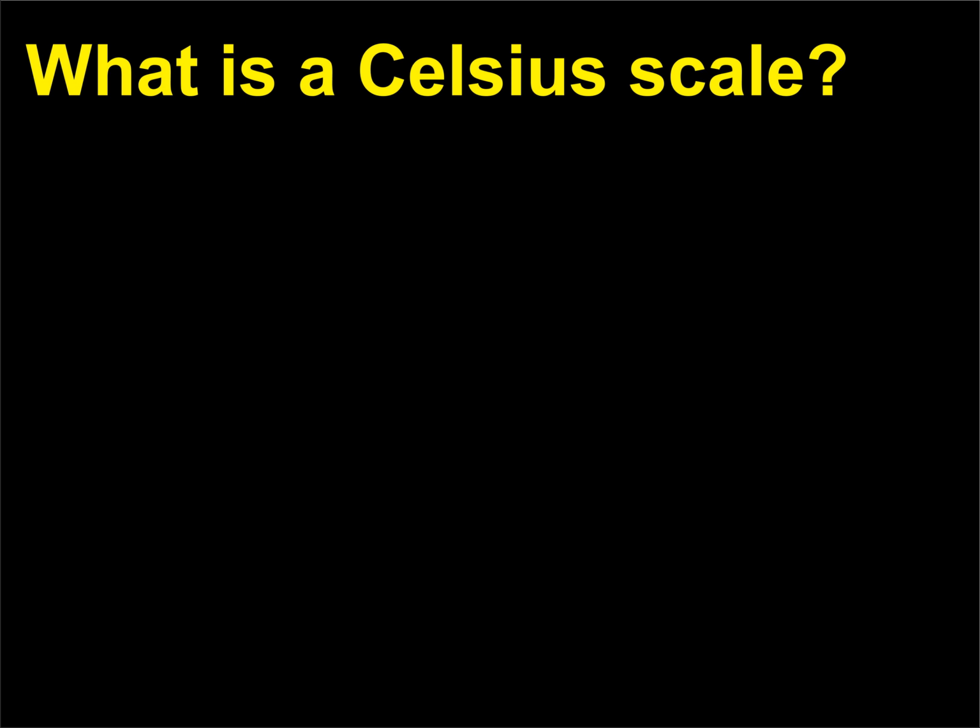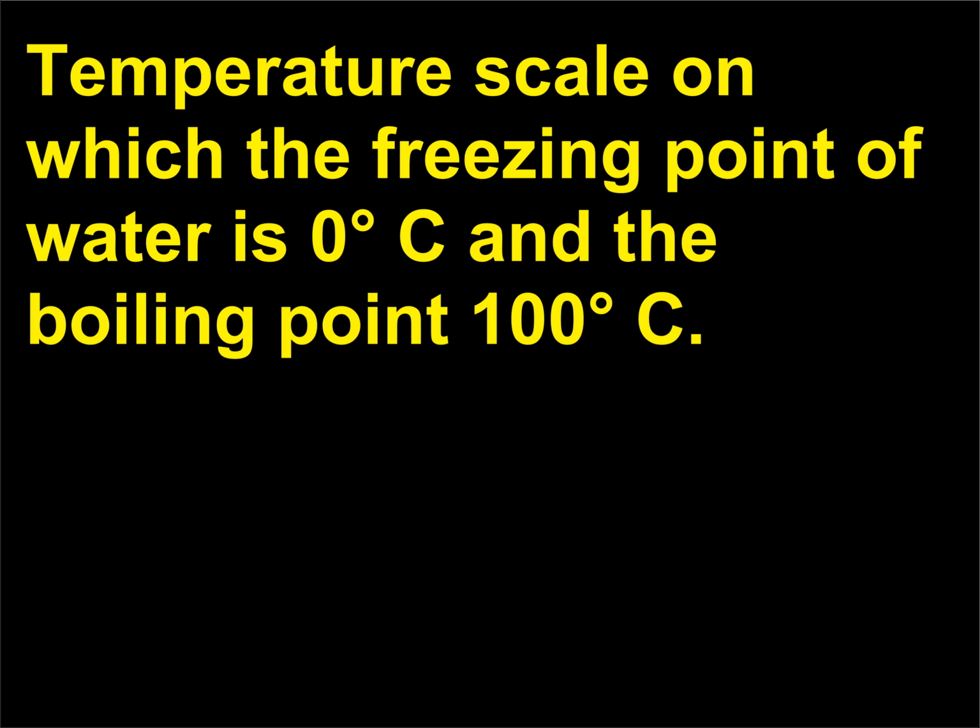What is a Celsius scale? A temperature scale on which the freezing point of water is 0 degrees Celsius and the boiling point is 100 degrees Celsius.